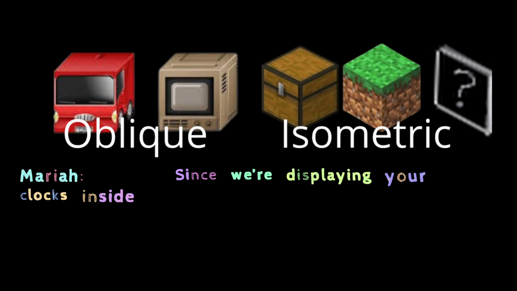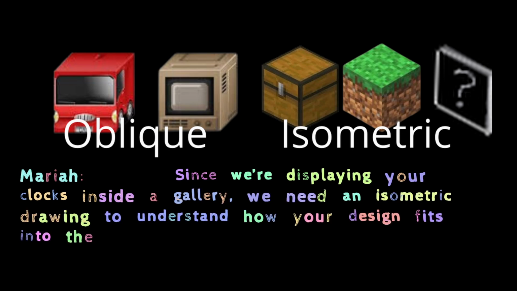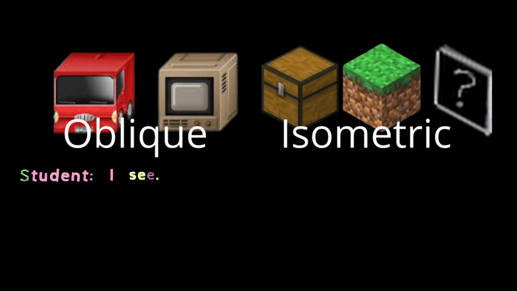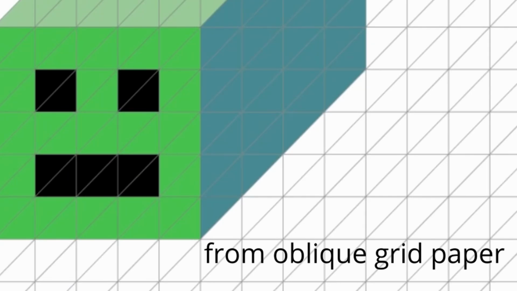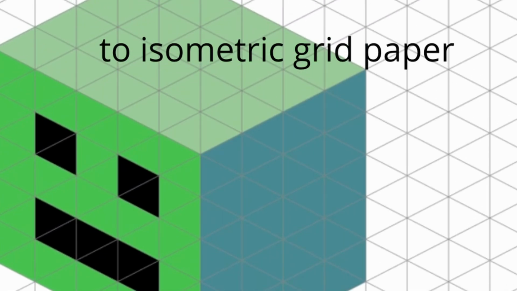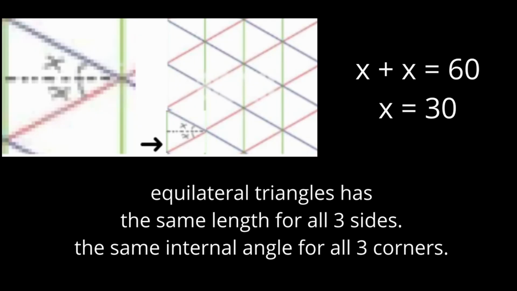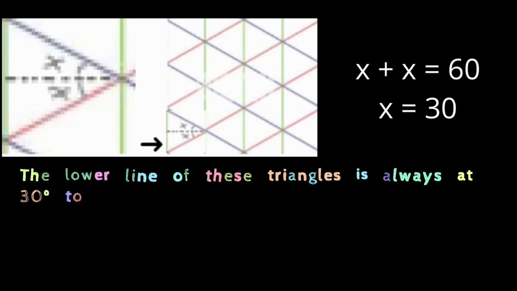Since we're displaying your clocks inside a gallery, we need an isometric drawing to understand how your design fits into the exhibition space. I see. So, what do we need to remember when drawing an isometric projection? The isometric grid is made of equilateral triangles, each with three 60 degrees angles. The lower line of these triangles is always at 30 degrees to the horizontal line.